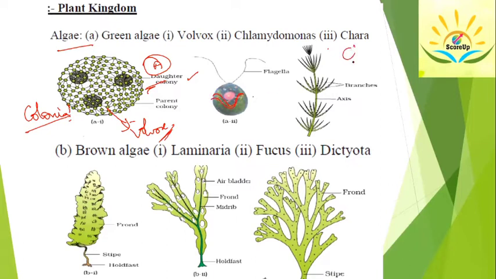This one is Chara. What is the speciality of Chara? The presence of Chara indicates water is pure. It is present only in pure water. Then next is brown alga. In brown alga you can find laminaria. Laminaria has three parts: hold fast, stipe, fronds. Then this one is fucus: air bladder, frond, midrib, hold fast. Diagrams and all you can follow only from NCERT. Dictyota: stipe and fronds.